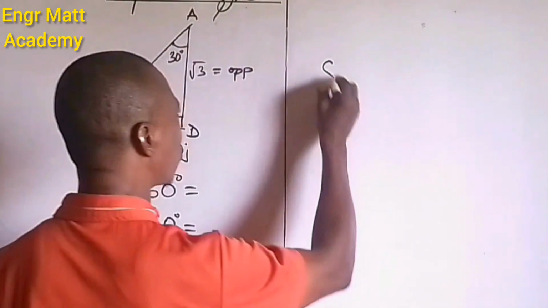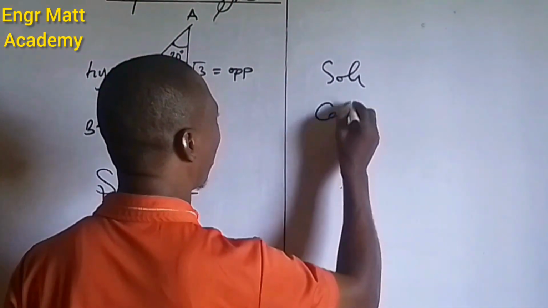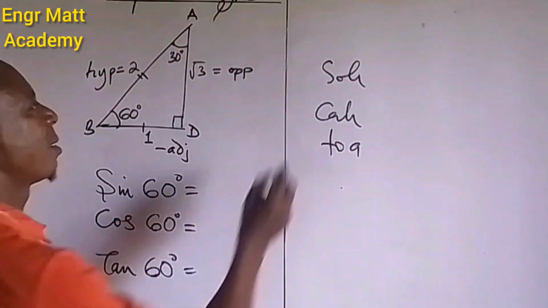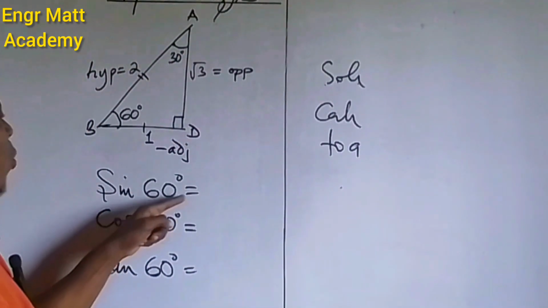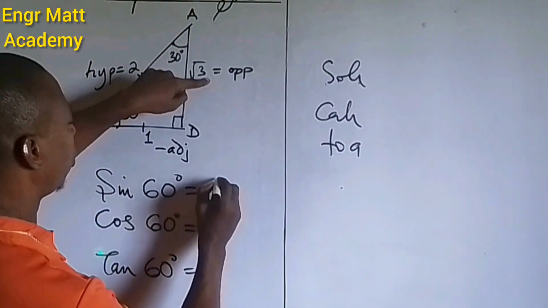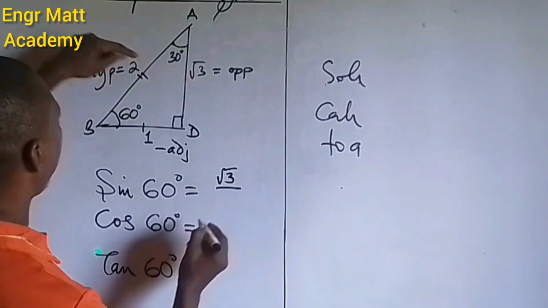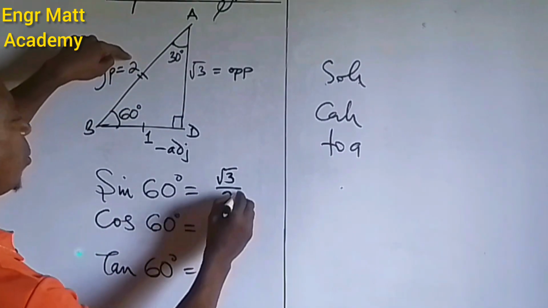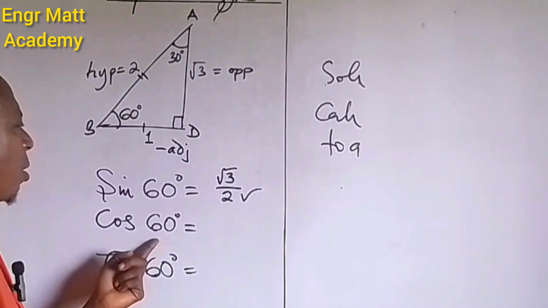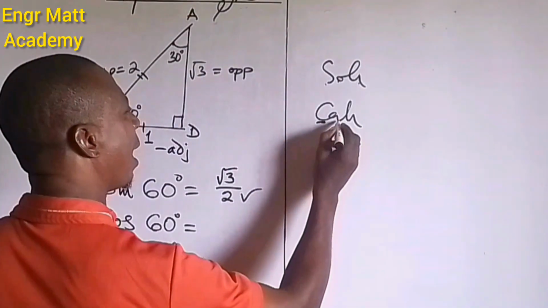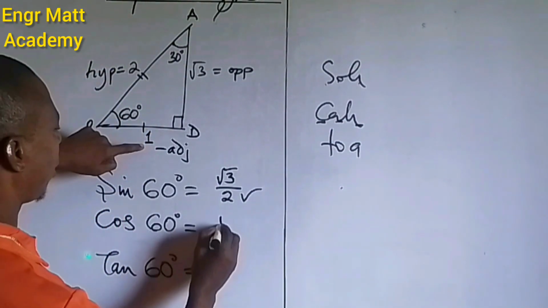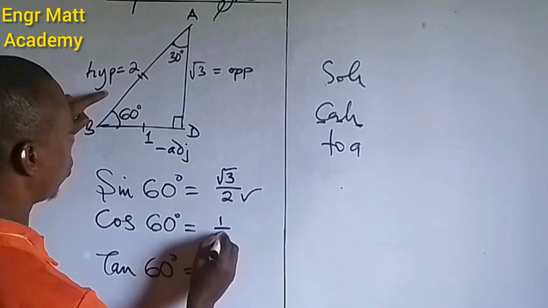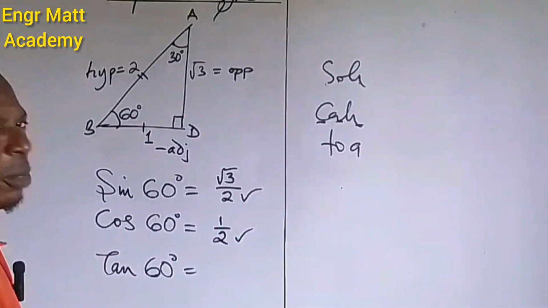Always remember, sine na opposite over hypotenuse. So sine 60 degrees go be opposite √3 over hypotenuse 2. What about cos 60 degrees? Cos na adjacent over hypotenuse. Adjacent na 1 and hypotenuse na 2. So na cos 60 degree be that.